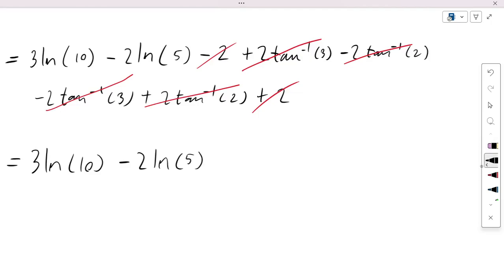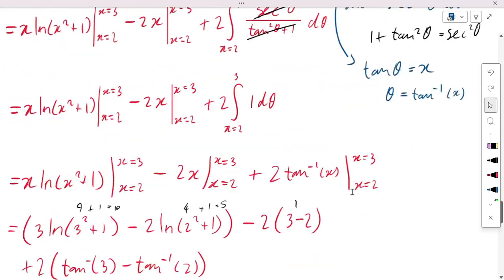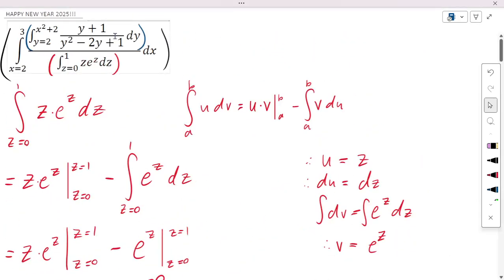Now this is the final answer. But let me just try and approximate it for you. This approximates to 3.688879. Okay. So that's the answer for this integral over here. That's the final answer. Crazy stuff, eh?